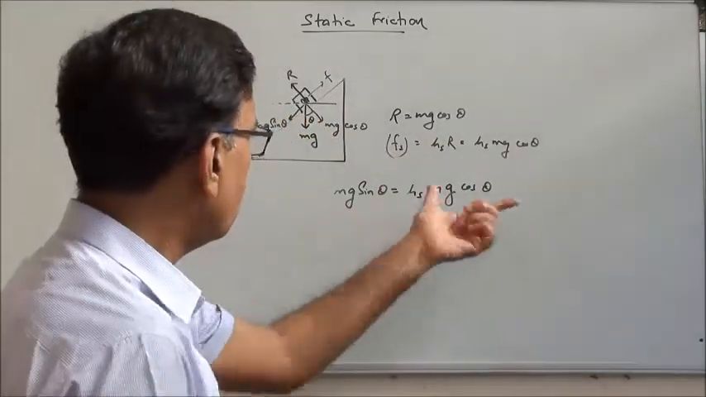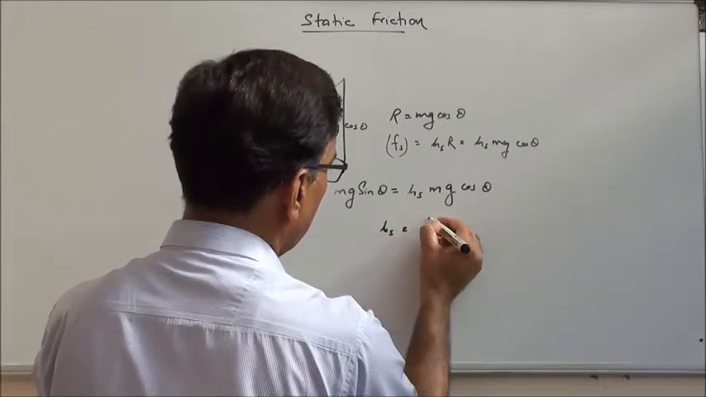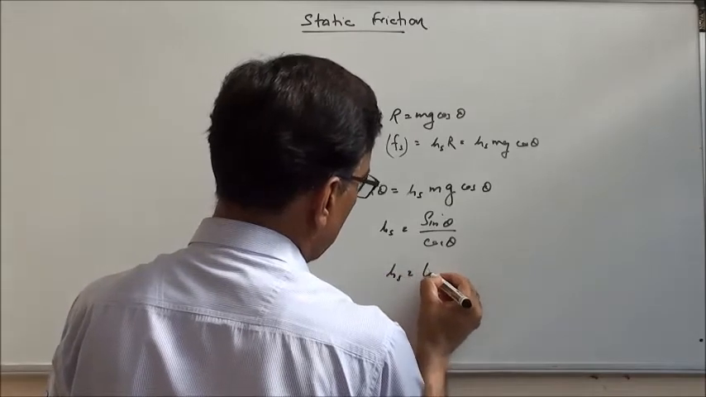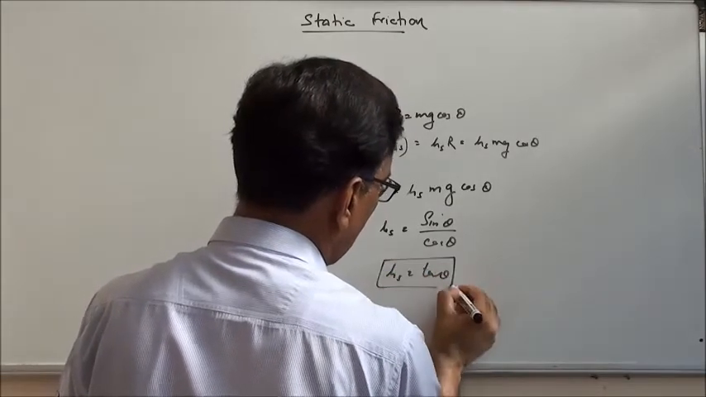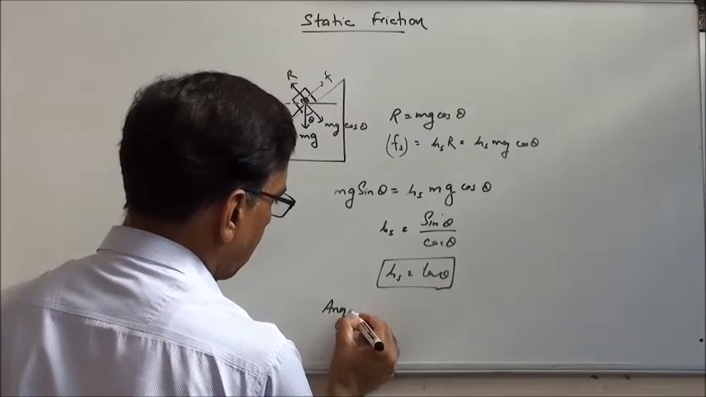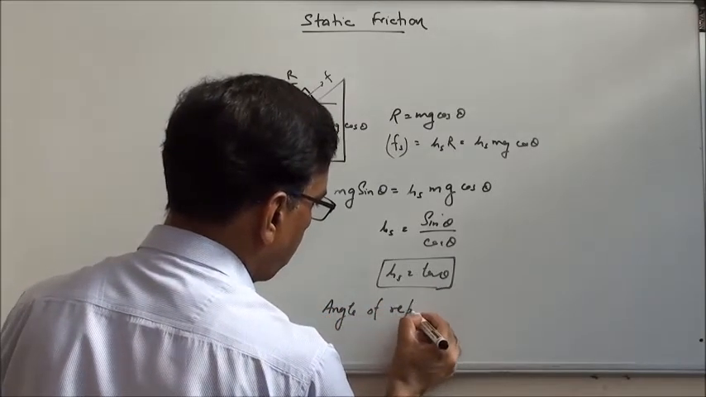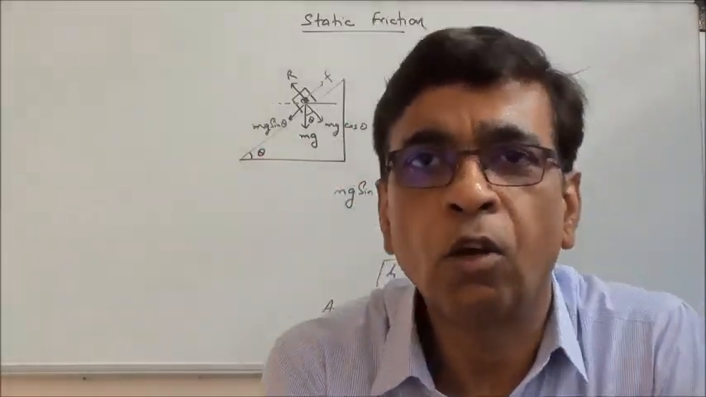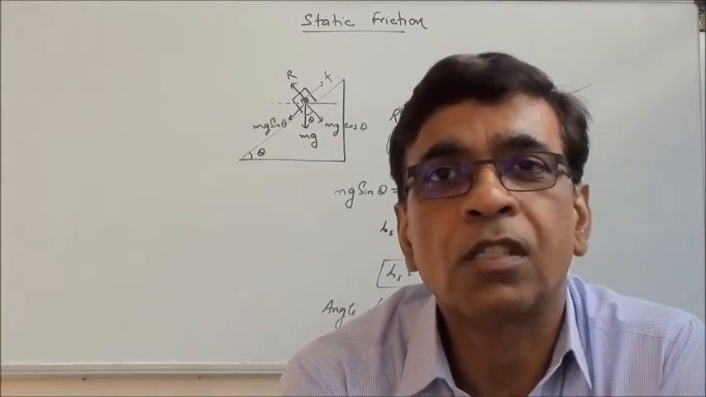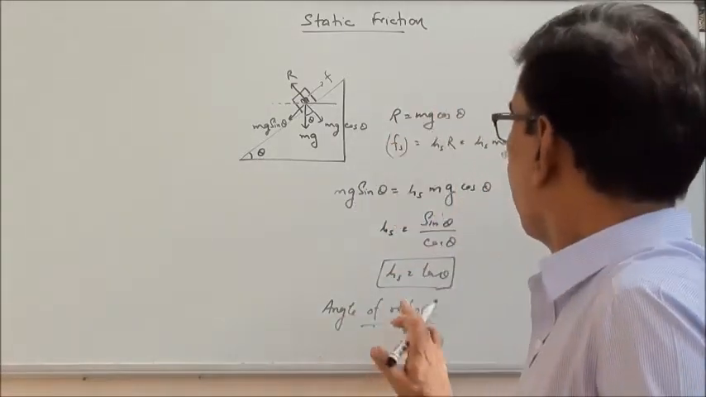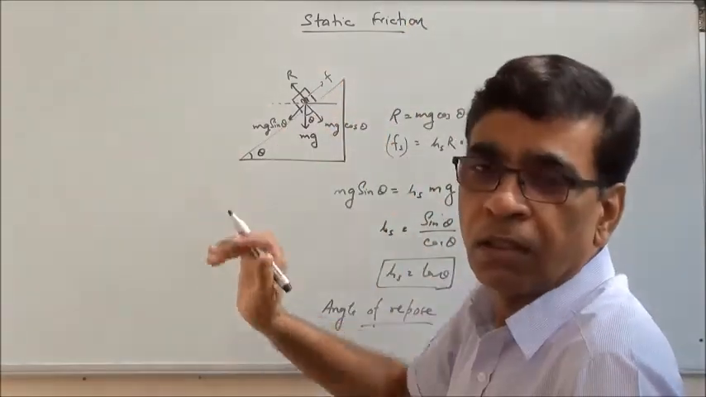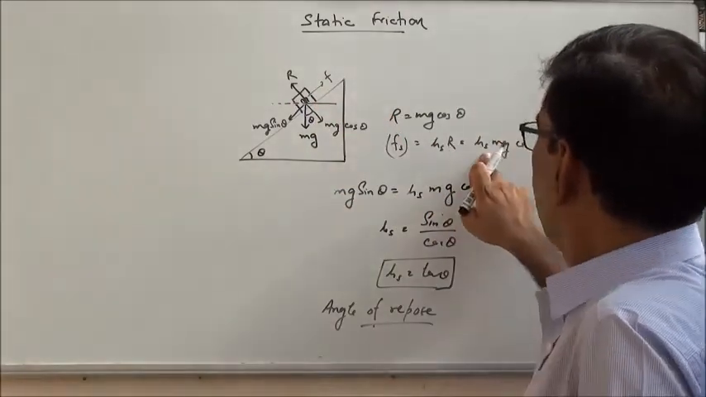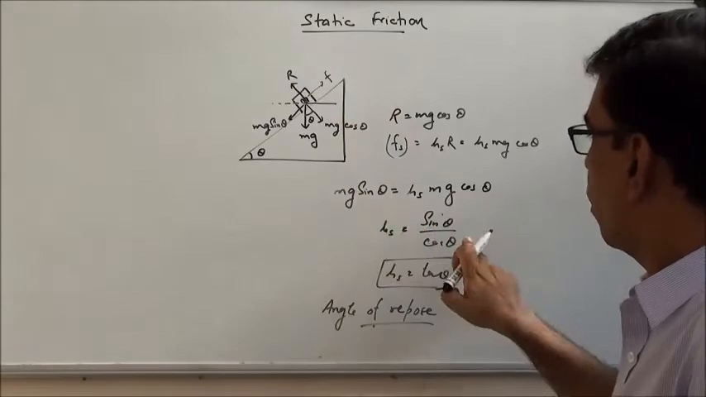So the limiting friction will be mu s R, which is mu s mg cos theta. This is the maximum force, so this will be equal. So mu s will be sin theta by cos theta, and mu s is tan theta. We also call this angle the angle of repose. That minimum angle of the inclined plane at which the body starts sliding is called the angle of repose. In that case, it is just ready to move down, so the maximum force of static friction will be equal to the downward force. From here we can find mu s.